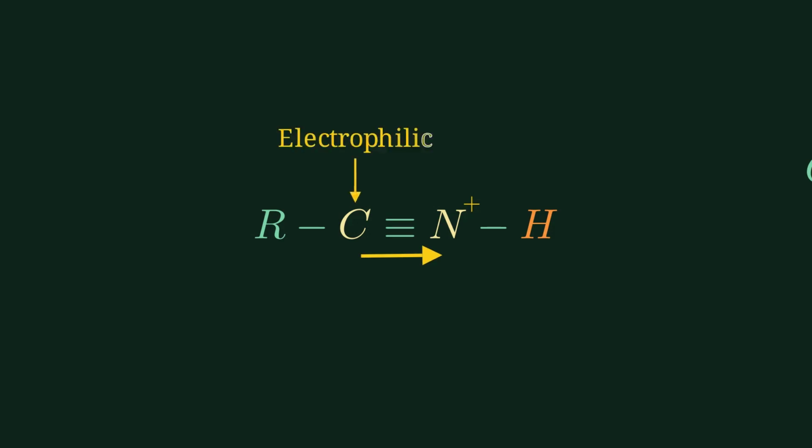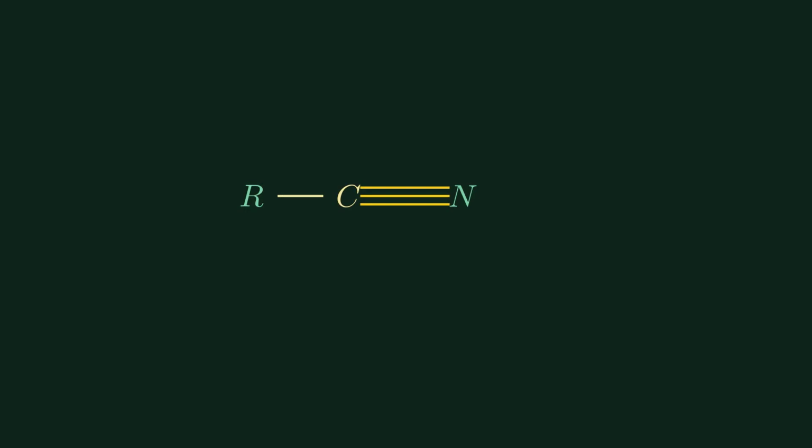Watch what happens when we introduce the dry HCl gas. The HCl protonates the nitrogen of the nitrile. As you can see here, by adding that hydrogen to the nitrogen, we've made the carbon-nitrogen triple bond much more thirsty for electrons. It's now highly electrophilic. Now comes the key insight.